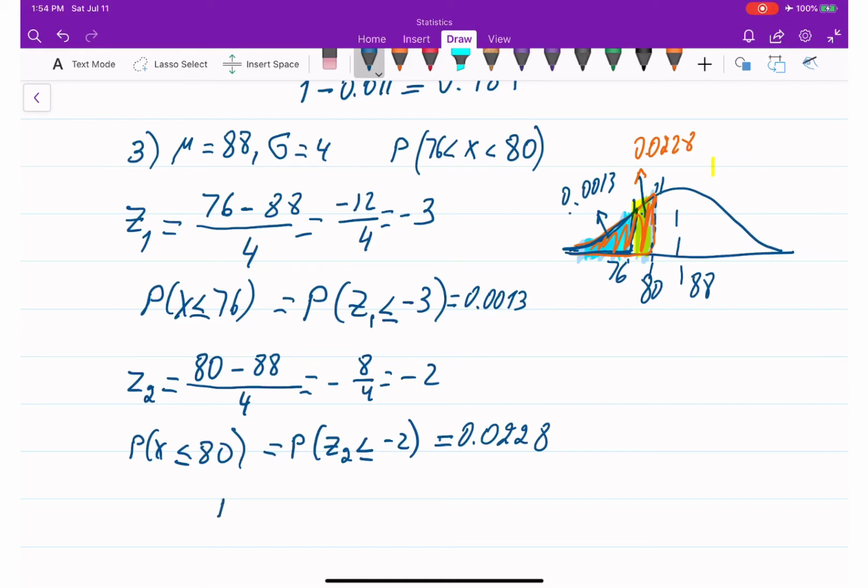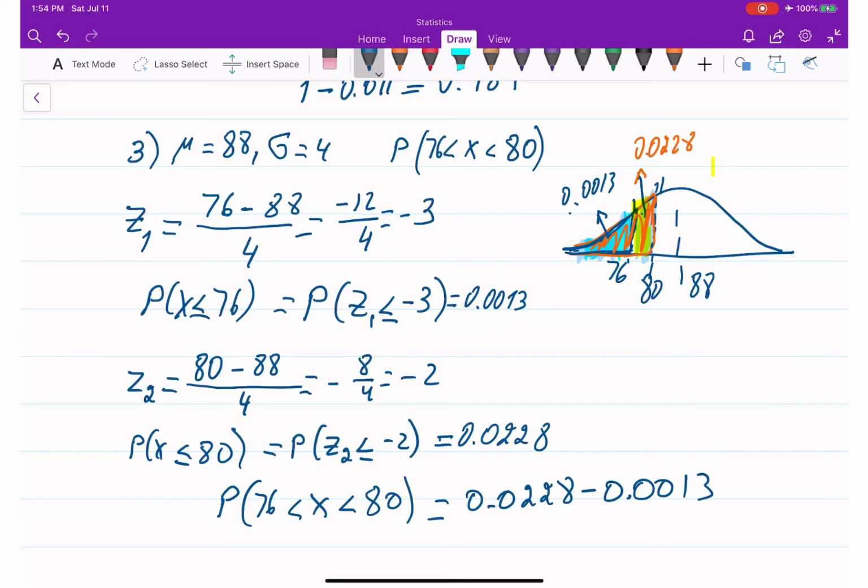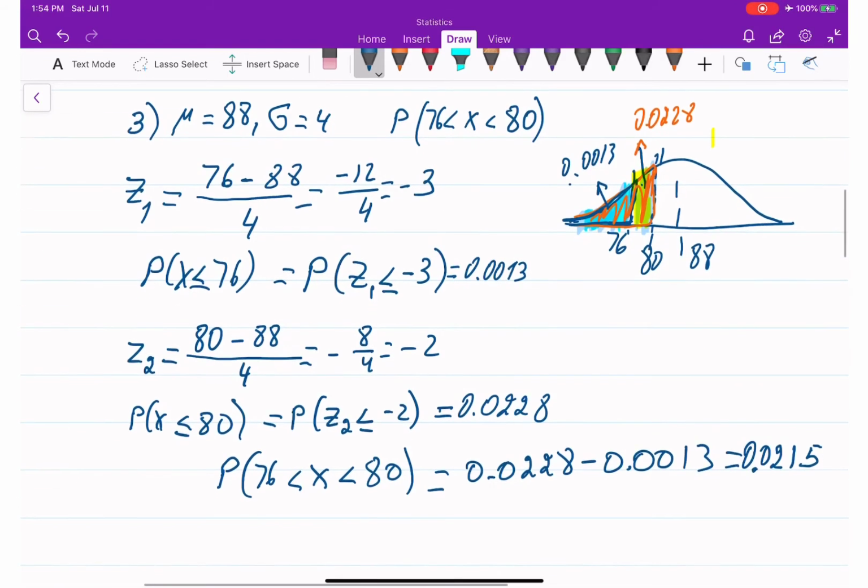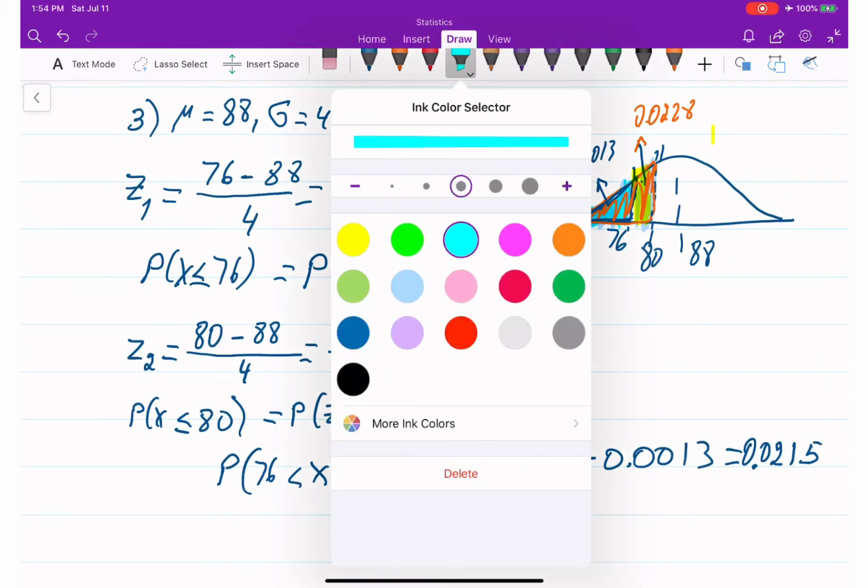So the probability of x greater than 76 and less than 80 is equal to 0.0228 minus 0.0013. Here 1, 2, 3, 4, 1, 2, 3, 4. Okay, 8 minus 3 is 5. 2 minus 1 is 1. The other 2 stays. And then 0 and 0 point. Okay, so this is going to be our answer.